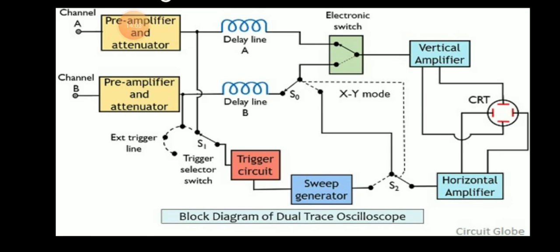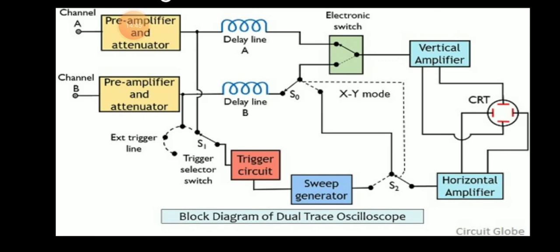Third point, these two channels use separate attenuators and pre-amplifiers. You are going to use two separate attenuator and pre-amplifier stages, which are controlled individually. Fourth point, an electronic switch is used to pass one channel at a time into the vertical amplifier through the delay line. It is also shown in the figure. Trigger signals are picked up from channel A or channel B, or line, or an external signal.